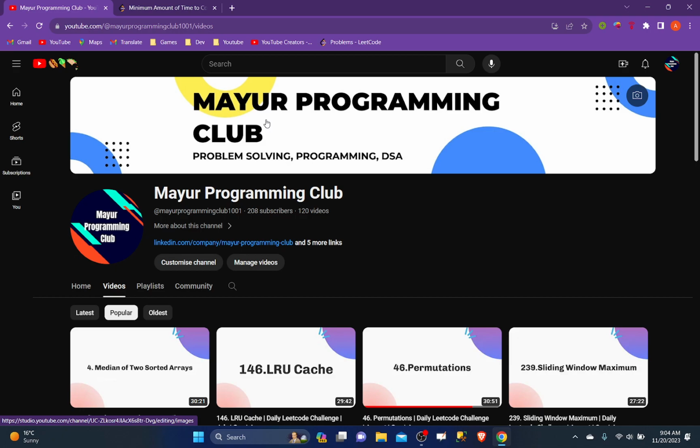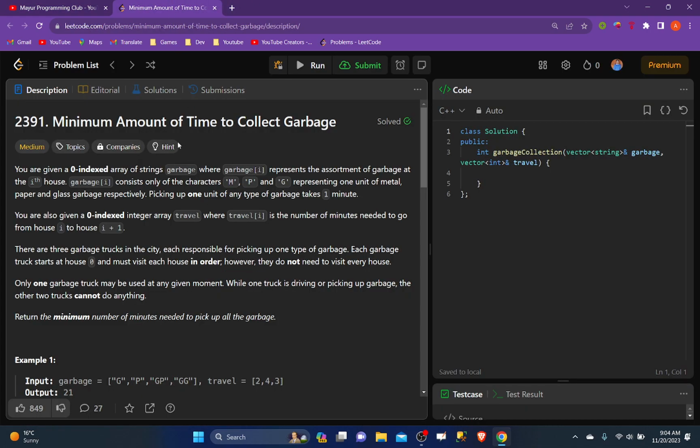Today we will be solving another daily Leetcode problem, and the problem's name is minimum amount of time to collect garbage. So you are given a zero indexed array of string garbage, where garbage entry represents the assortment of garbage at a particular house.